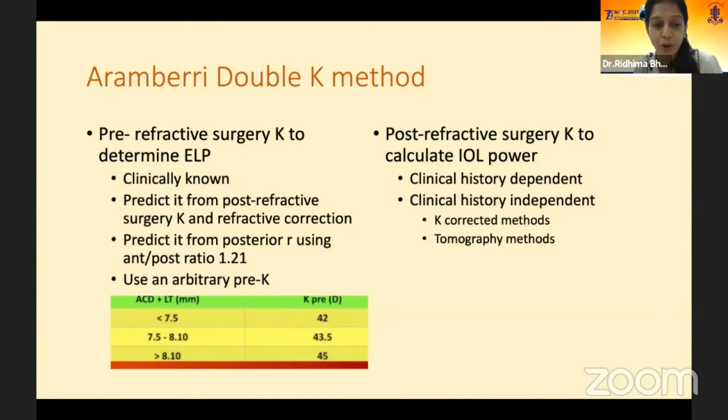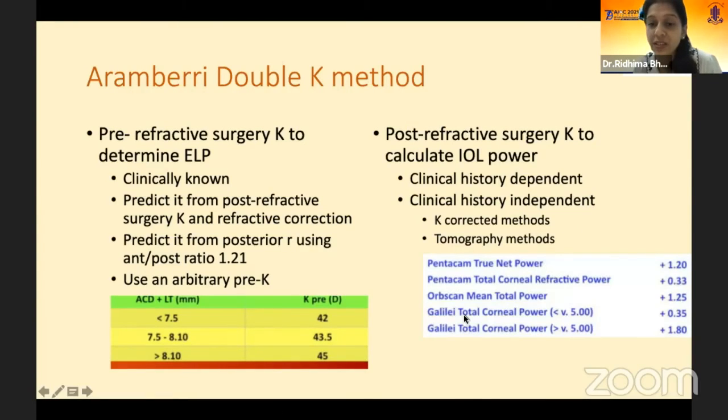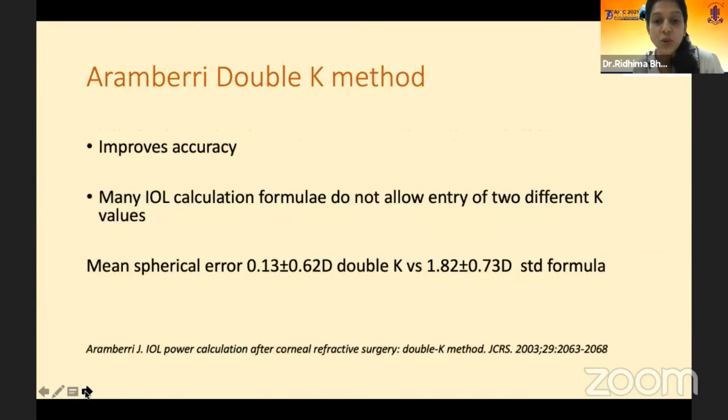corrected keratometry methods or tomography methods. For the K corrected methods, there are empirical formulas like the Shammas, which is commonly used and gives really good results. Or there are theoretical formulas like the Koch and Wang formula. For the measured K, a modification factor is suggested from which you can derive the true K. Or with tomography methods, a modification to the measured values from topography.